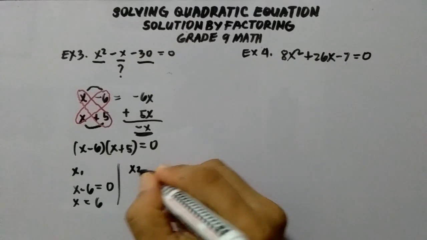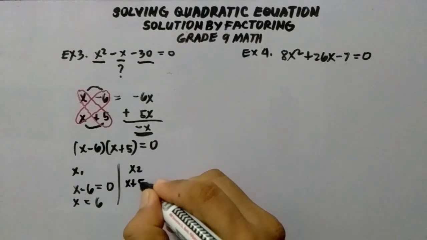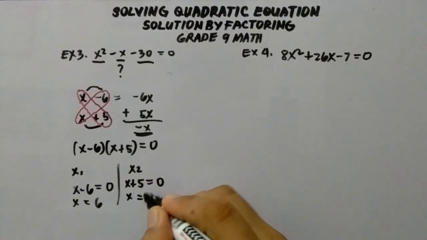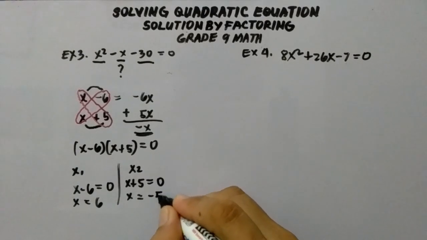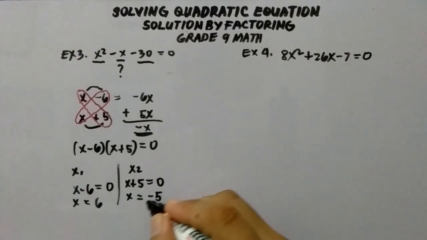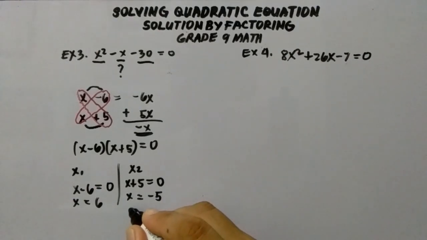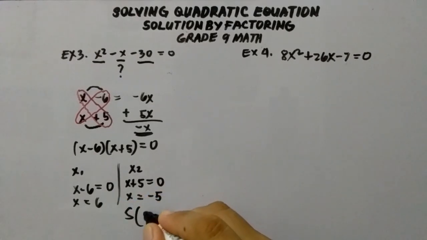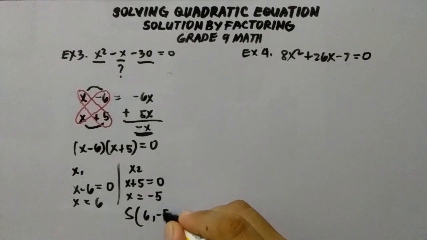Okay, so x of 2. Okay, so copy, x plus 5 is equals to 0. Then x is equals to, and transpose natin sa kabila, no? Magiging negative 5. So, x of 2, we have negative 5. Okay, so solution natin. Okay, so x of 1, we have positive 6 or 6. Then x of 2, we have negative 5.